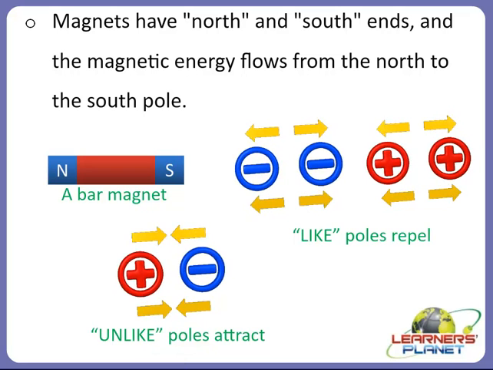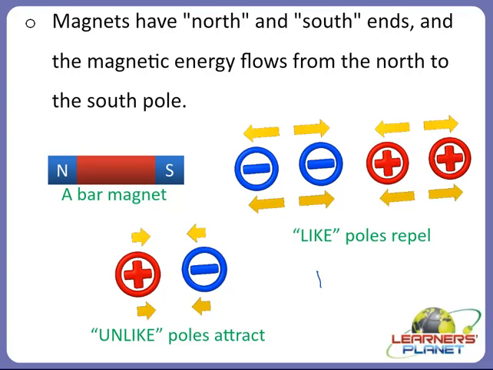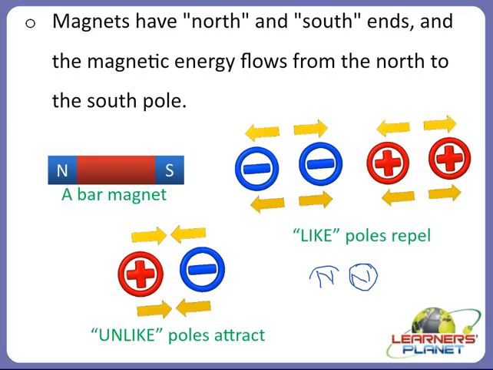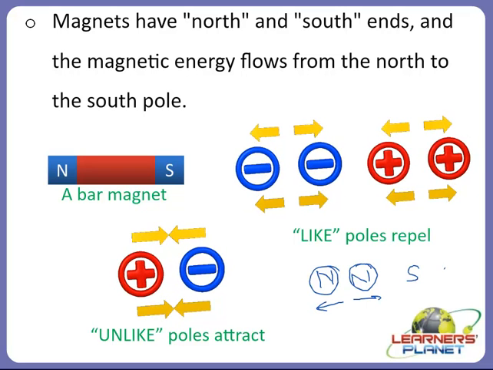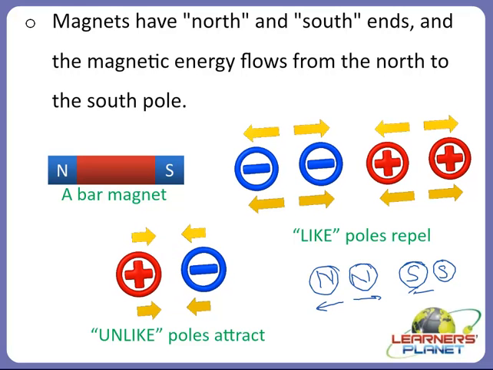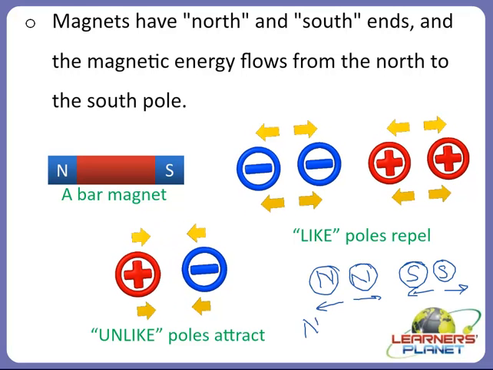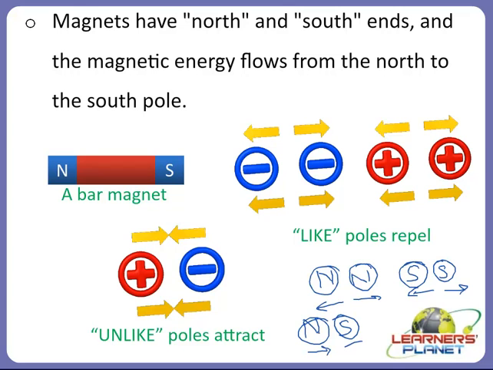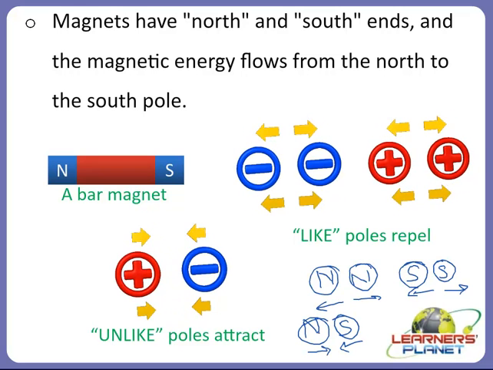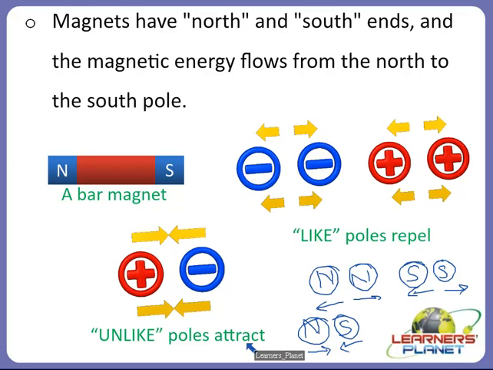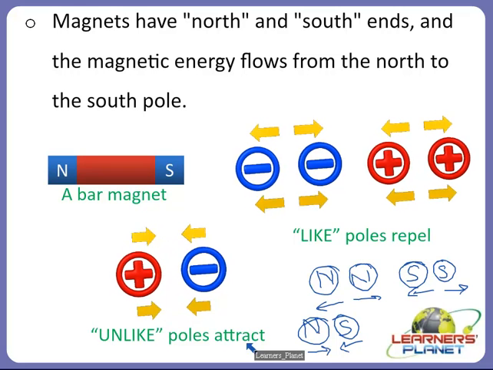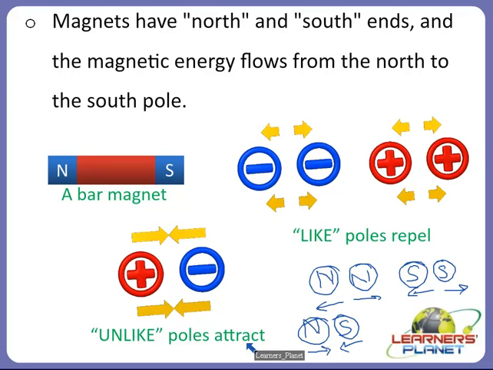That means we can say that if north pole and north pole act, they will repel. If south and south pole act, they will repel. But if north and south pole act, they will attract. So this is one such example that like poles repel and unlike poles attract. We can demonstrate this by using magnets.